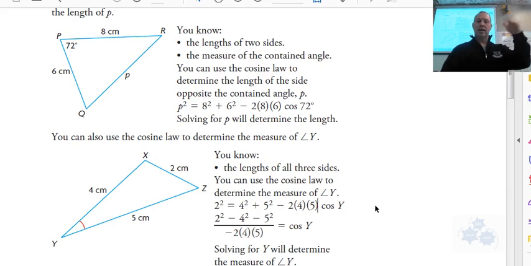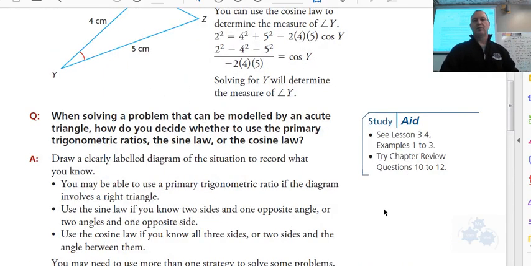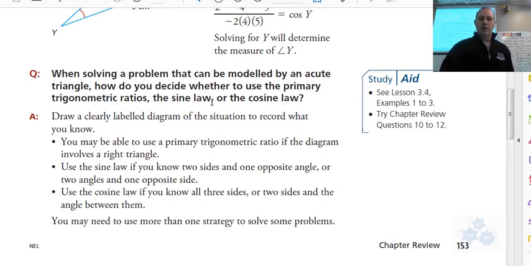Okay. Many of you are like, this is easy, I got this. That's just great. This is maybe for those of you that are just still a little fuzzy. So when solving a problem that can be modeled by an acute triangle, how do you decide whether to use primary trig ratios, that is sine, cos, and tan, or sine law and cosine law? So there's really 3 different categories. If you have a right triangle, you might be able to use the primary trig ratios. Probably you will be able to, if it's a right triangle situation. If it's not, then you're going to have to look at one of these two, sine law or cosine law. And so again, the sine law, if you have an angle and its opposite side given, you can use sine law.